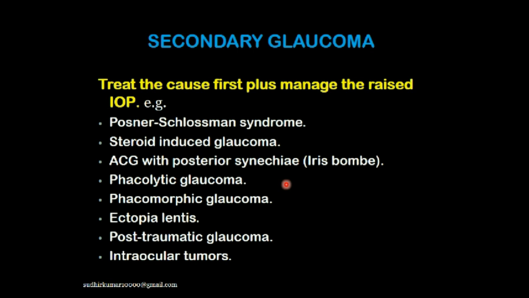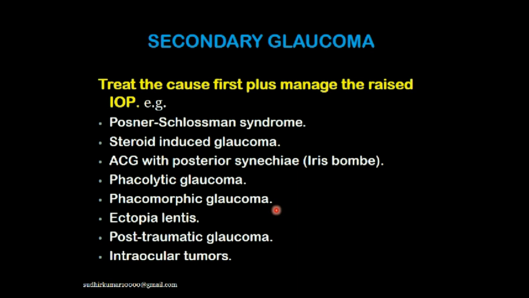Phacomorphic glaucoma is the glaucoma in which the lens has swollen due to cataract or intumescence, and this pushes the iris anteriorly, which blocks the angle of the eye, that is iridocorneal angle. So treatment again here is the removal of the lens, that is removal of the cataract.